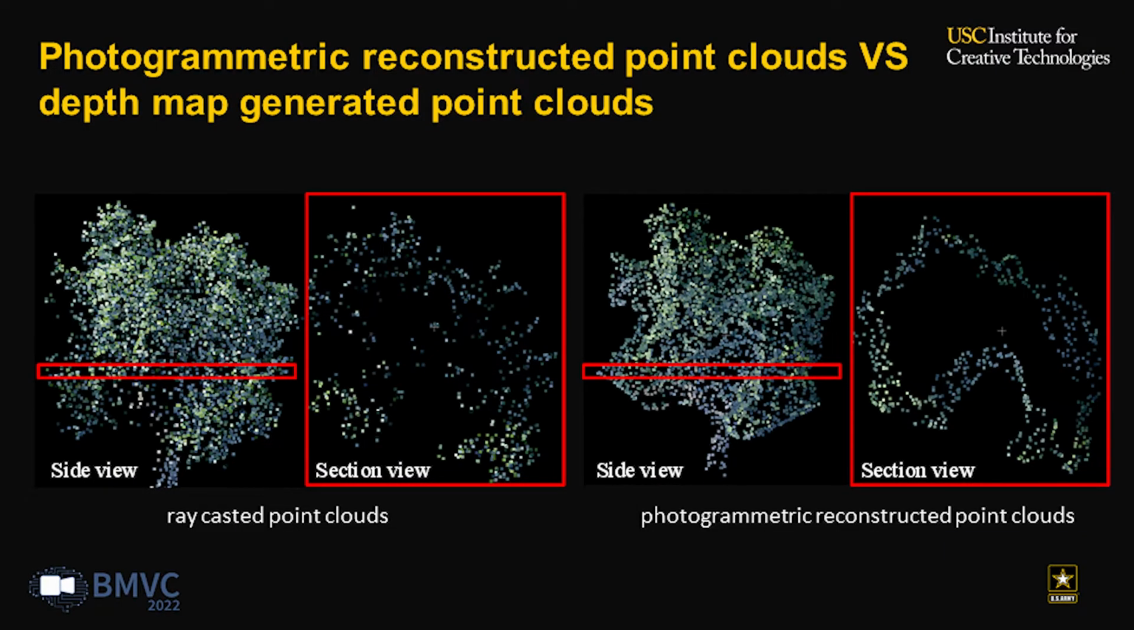You may be wondering, since we can generate the 3D point cloud using a depth map or a recasting approach, why do we need to go through the photogrammetric process and generate the 3D point cloud using the rendered images? On the left-hand side, that's a recasted point cloud where you can see a lot of points inside a tree crown. And on the right-hand side, that's a photogrammetric reconstructed point cloud, and you can see that there aren't any points inside the tree crown.